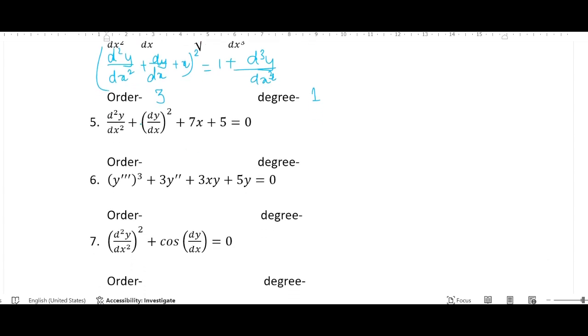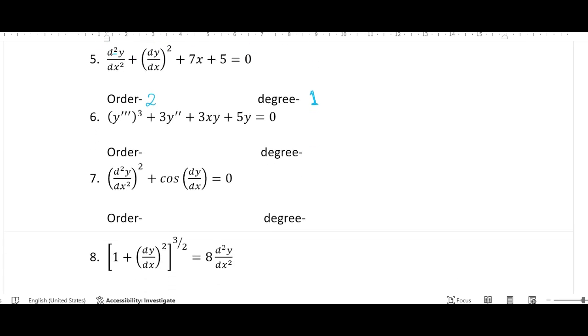Moving on, this question. Again, this is a very simple question. What is the order? You can easily say 2 because it's raised to 2 over here. And the degree is 1 because it is a simple term. There is no squaring or cubing of that term going on.